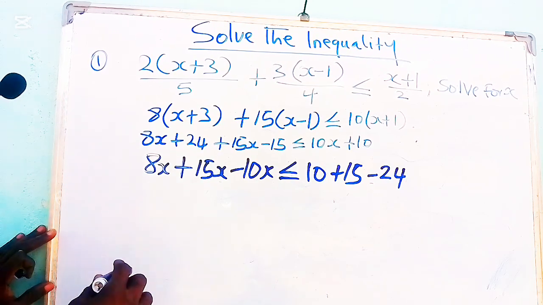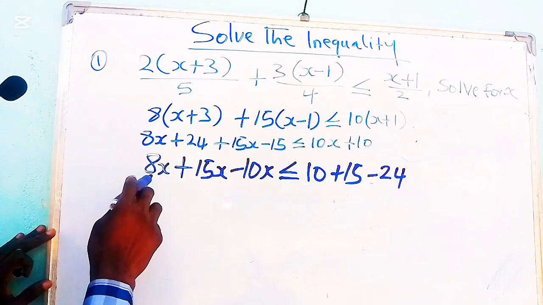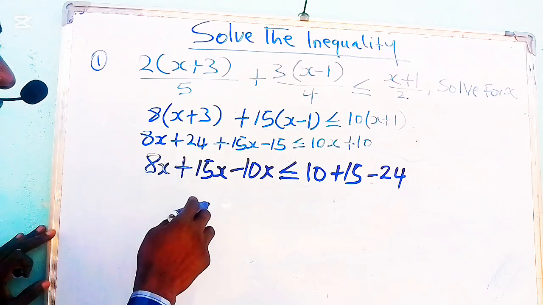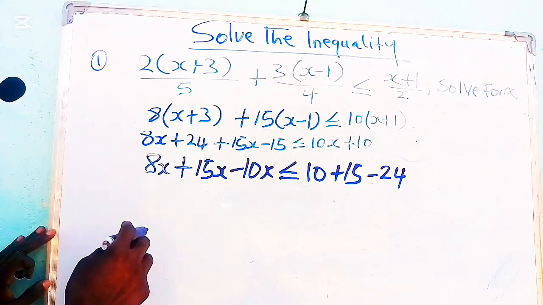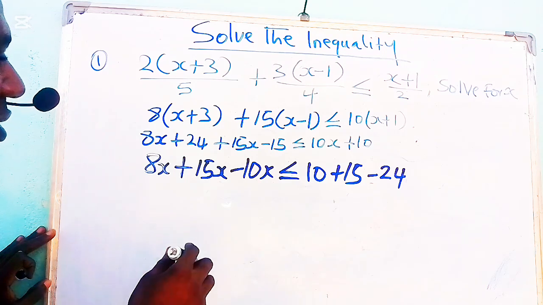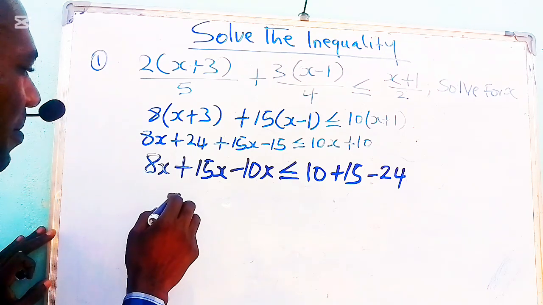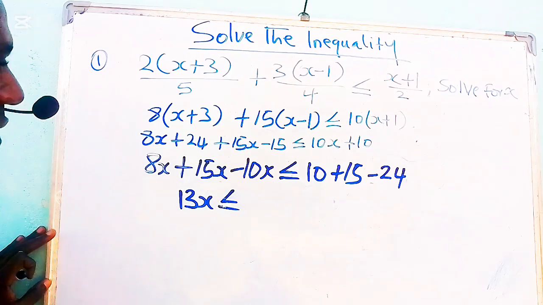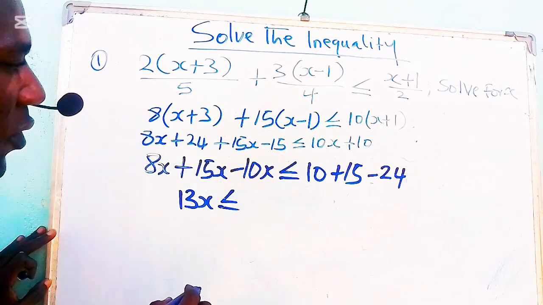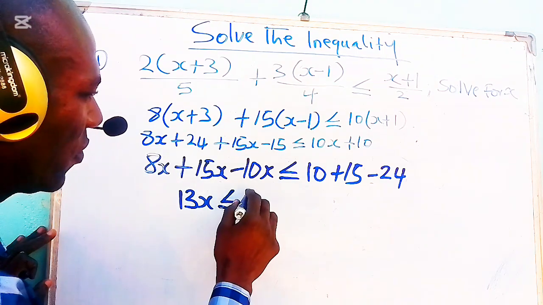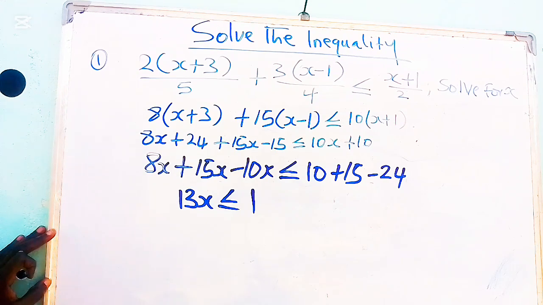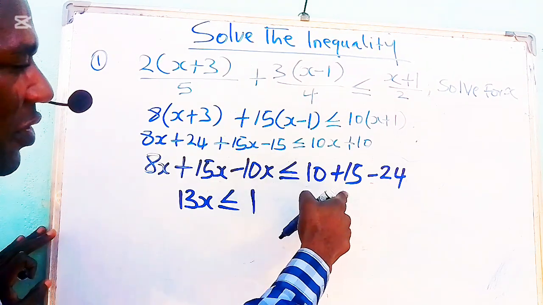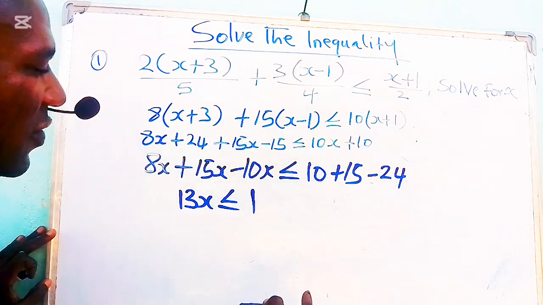So at the end, we are going to have 8x plus 15x, that is 23x, minus 10x. We'll be left with 13x less than or equals to 1, because 10 plus 15 is 25, minus 24 is 1.